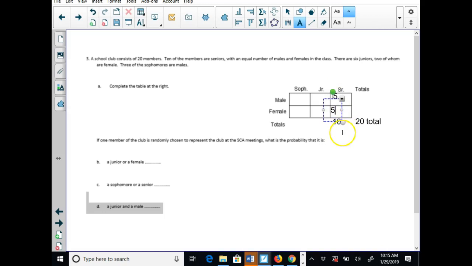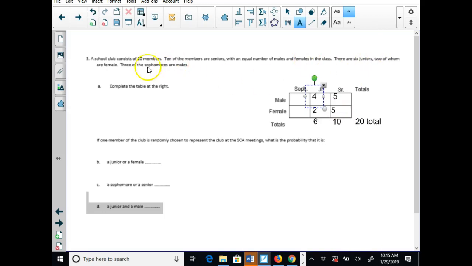All right. So we've filled in a lot so far. Let's keep going. There are 6 juniors. Okay, so we know in the junior class, we're going to put down here 6 total juniors without regard to their gender right now. Then we know 2 of whom are female, so we're going to put 2 here. Well, if we know we have 6 total juniors and 2 of them are female, that means we have 4 that are male.